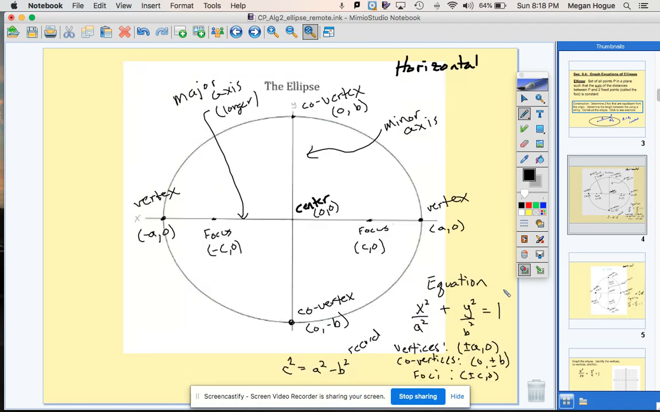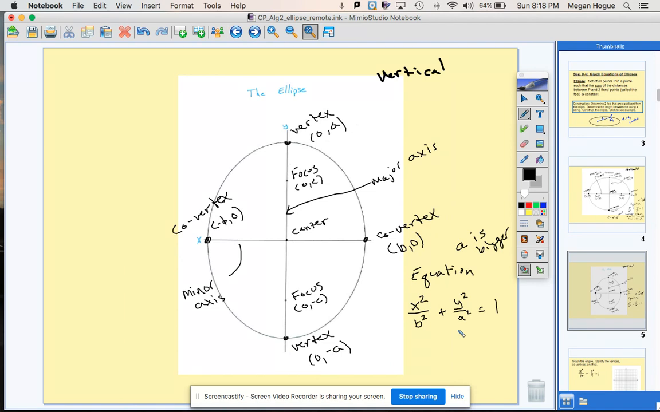I'm probably going to go back and add this over here. A is bigger. So whatever variable the bigger number is under, that tells you whether it's going to be vertical or horizontal. So then we are also going to record our vertices, our co-vertices, and our foci. I'll start using the abbreviation. So shorthand way, the vertices are 0, plus or minus A. Co-vertices plus or minus B, 0, they're along the horizontal. And the foci should always be, similar to the vertices, 0, plus or minus C.